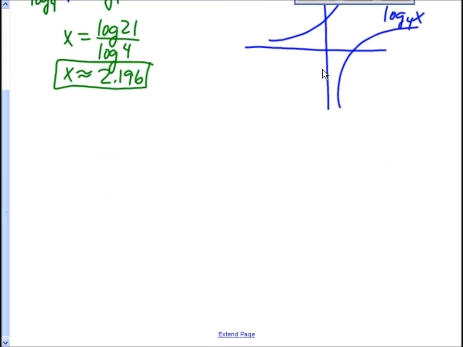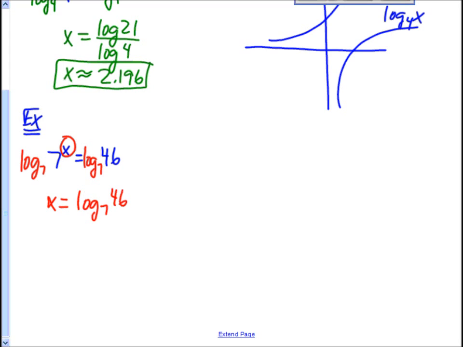Let's do another one like that. How about 7 to the x equals 46. Well, we can't rewrite that 46 as 7 to some power, because 7 to the 1 is just 7, 7 squared is 49, so you can't write it with base 7 there. So you undo it. You take log base 7 of both sides here. Log base 7 of 7 to the x is just that x. So x equals log base 7 of 46.